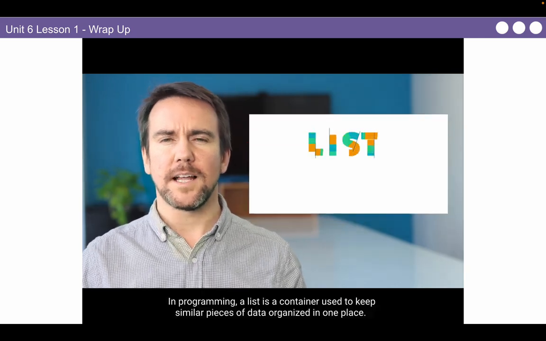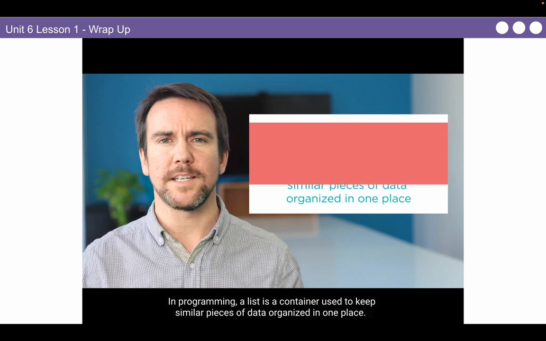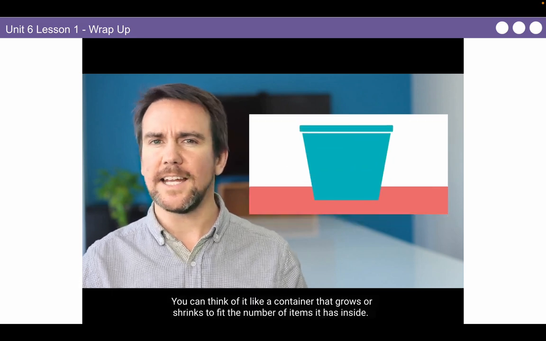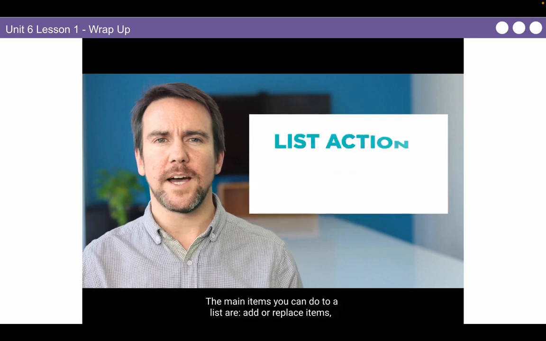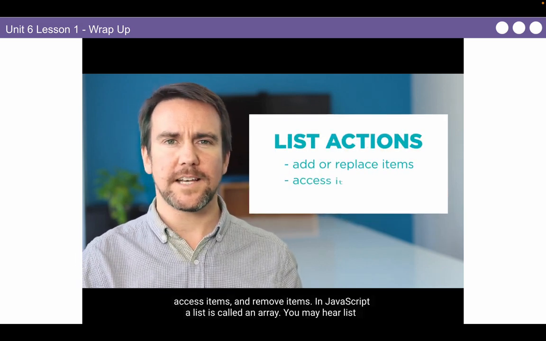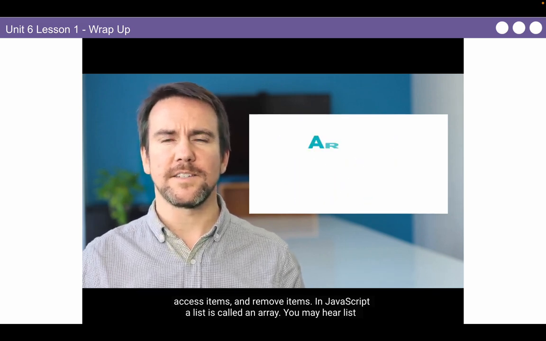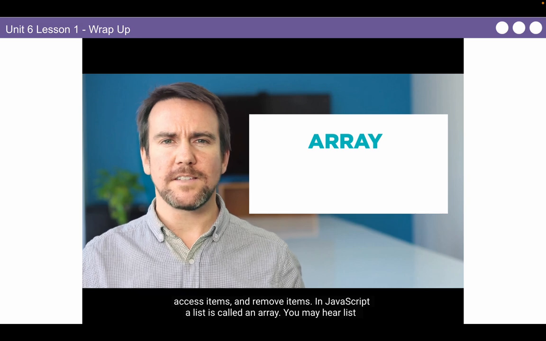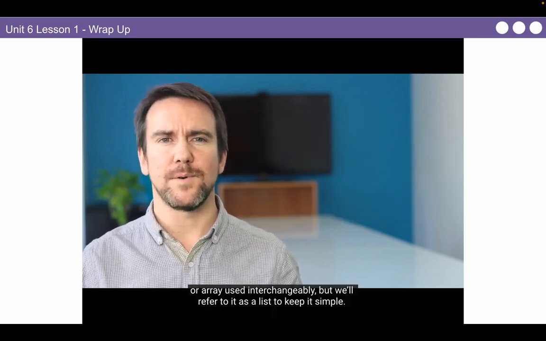In programming, a list is a container used to keep similar pieces of data organized in one place. You can think of it like a container that grows or shrinks to fit the number of items it has inside. The main things you can do to a list are add or replace items, access items, and remove items. In JavaScript, a list is called an array. You may hear list or array used interchangeably, but we'll refer to it as a list to keep it simple.